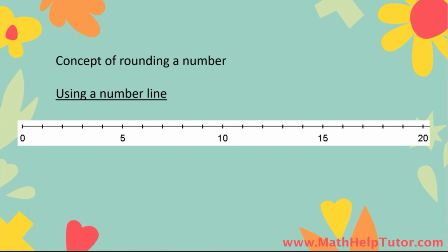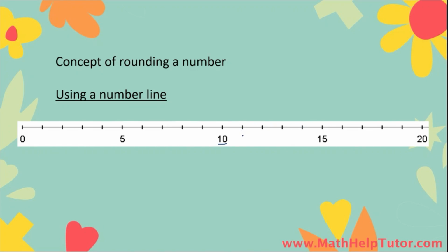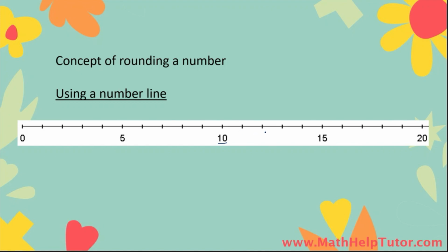So let's plot where the number 14 is in our number line. So we have 10 here, and these notches that you see in our number line, these are in increments of 1. So this should be 11, this is 12, this is 13, this is 14. Next, let's determine the current tens place value and the next tens place value of 14.